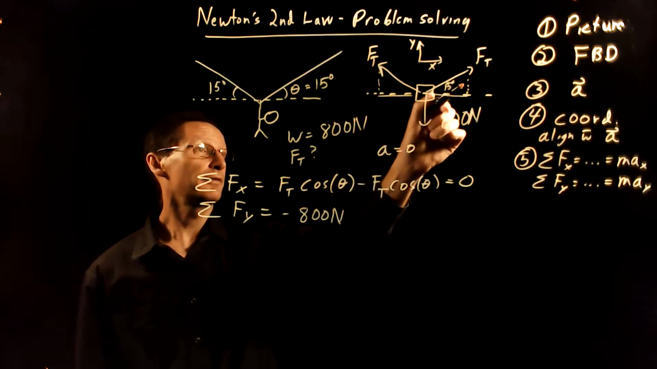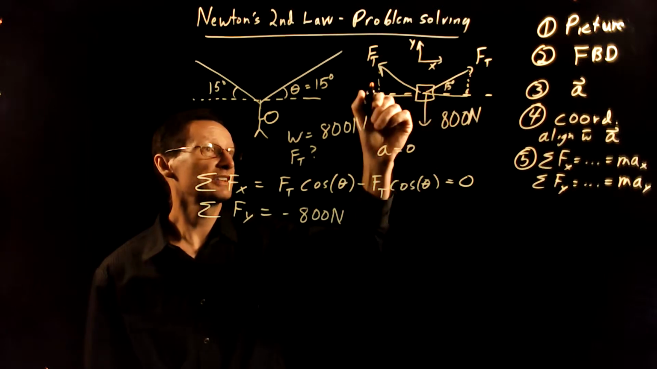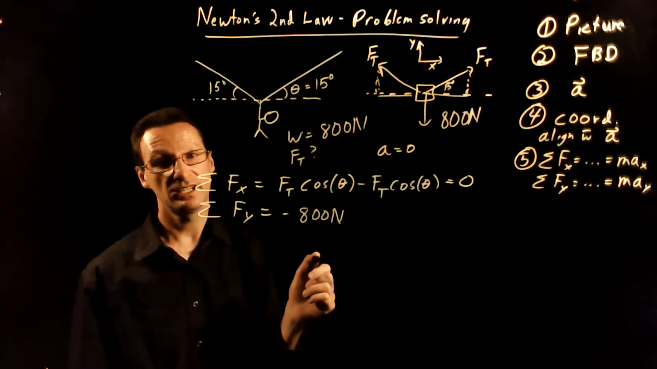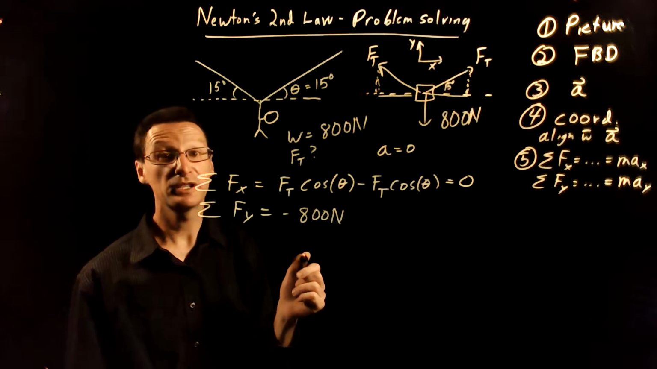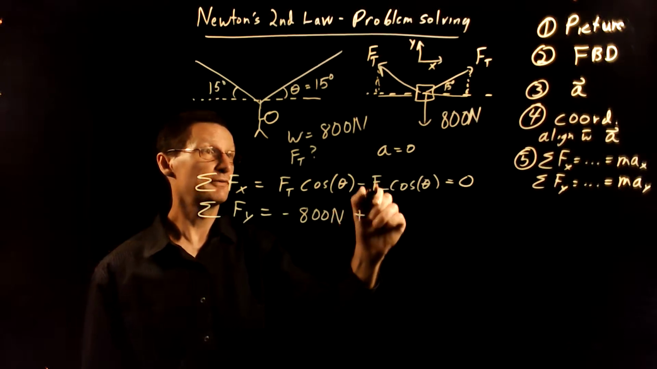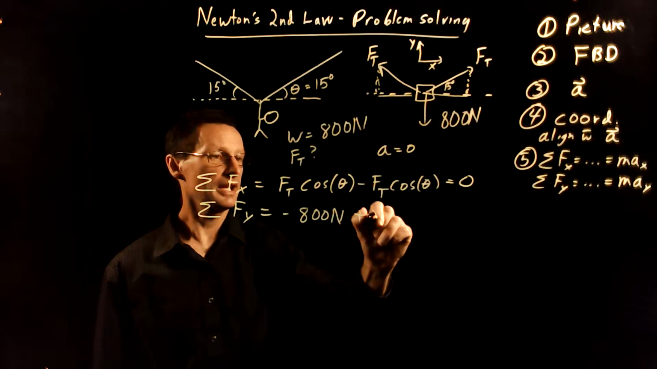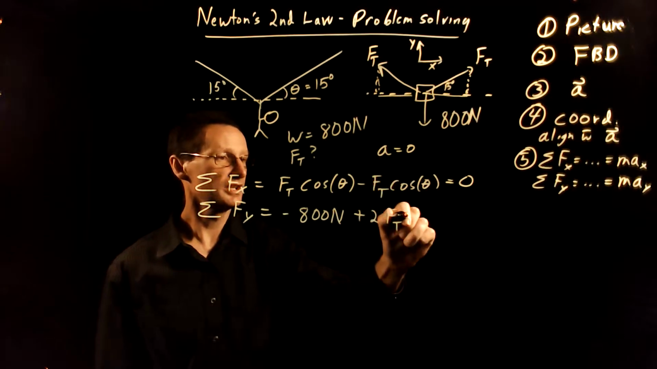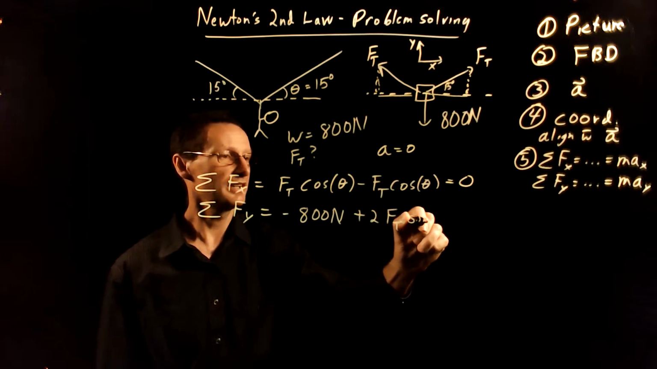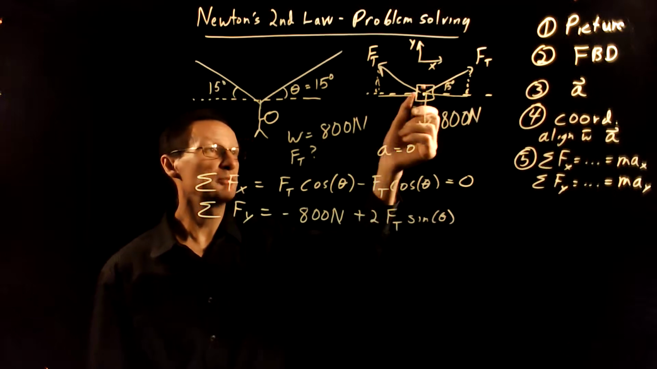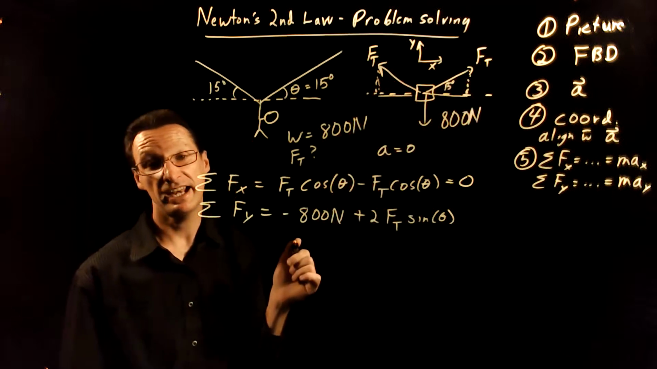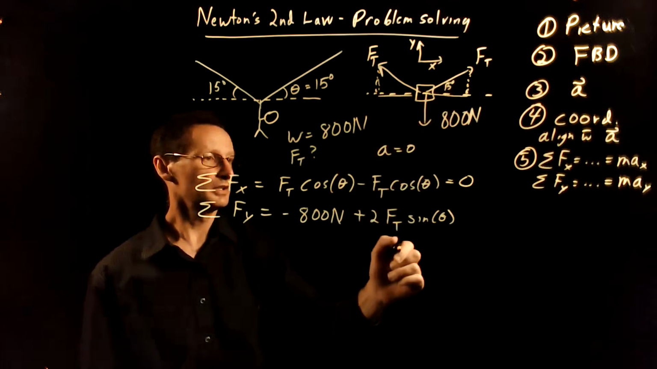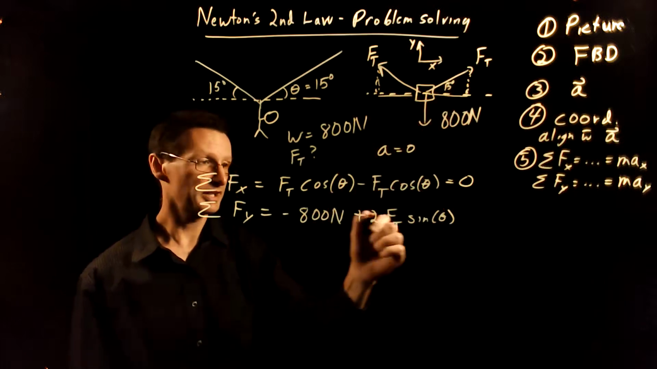And then I have this component of the tension and this component of the tension. Those are both opposite of the 15-degree angle, so I'm going to use sine. I have two of them, one here and one here, so I'm going to put a 2 out front. That's force of tension times sine of theta. I'm using sine because these two are opposite of that angle theta. That's 15 degrees.